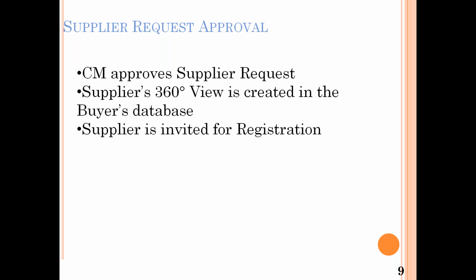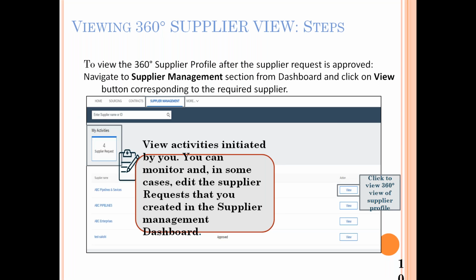Yes. Okay, and that is how the complete supplier 360-degree profile will be created, and then the registration will start. So once the supplier request is onboarded and approved, the supplier is invited for registration. So now we will send the invitation to the supplier for registration, and again, for registration, we will be asking some set of questionnaire.